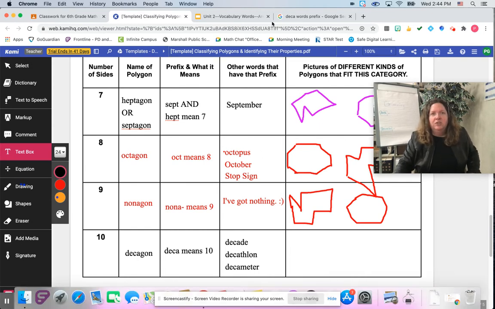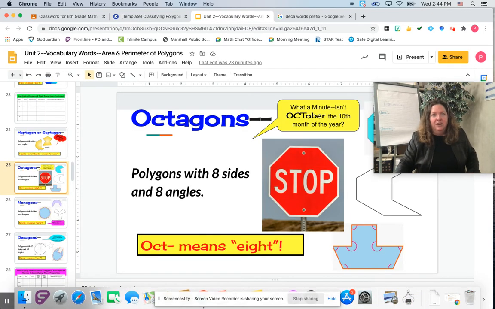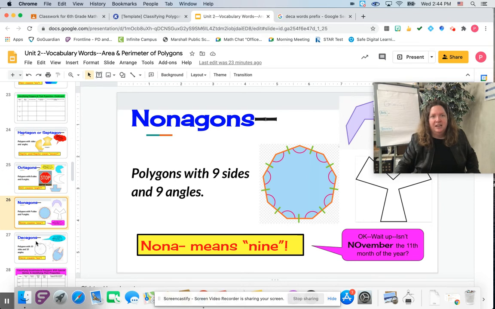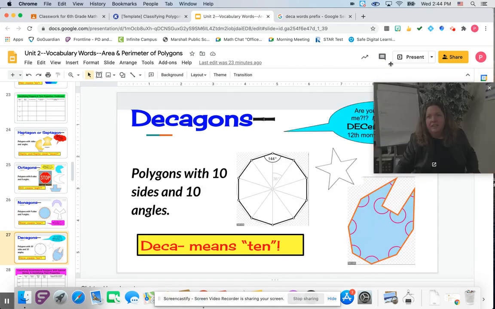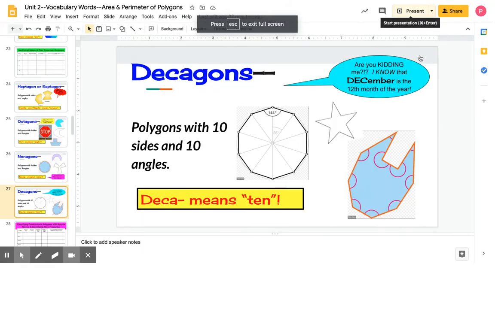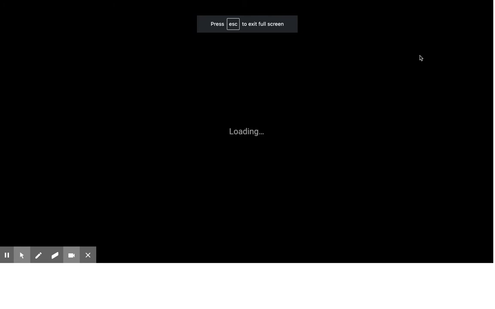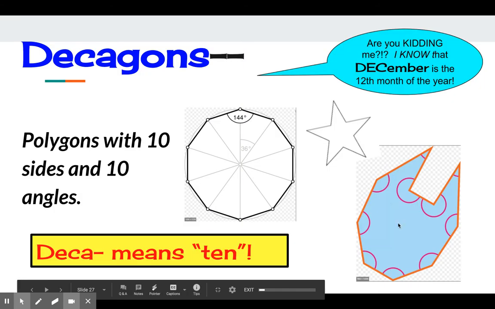So let's take a look at our vocabulary. Oh, there we're on octagon. So let's go to the next one. There's our nonagon, and that was from last time. And let's take a look at our decagon. All right, here we go. A decagon. It's a polygon with 10 sides and 10 angles. Takes a minute to load. There it is. Now, take a look at this.